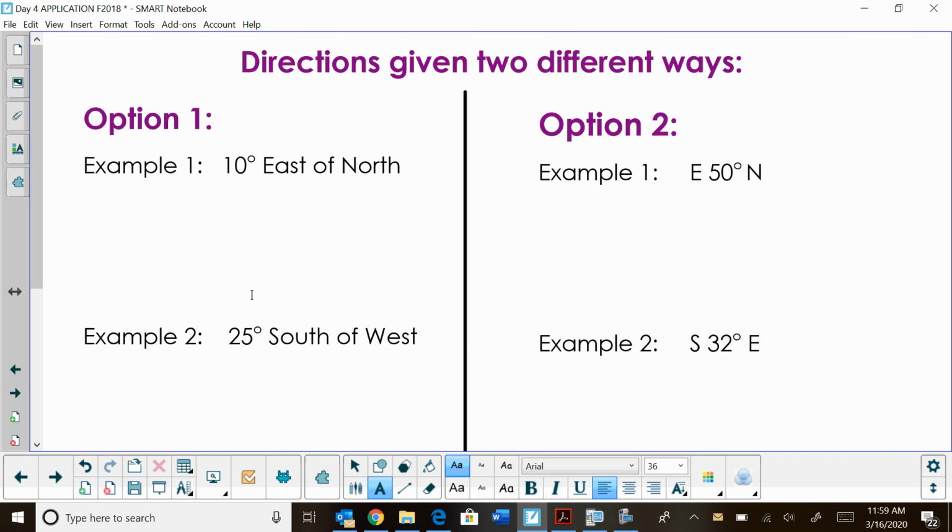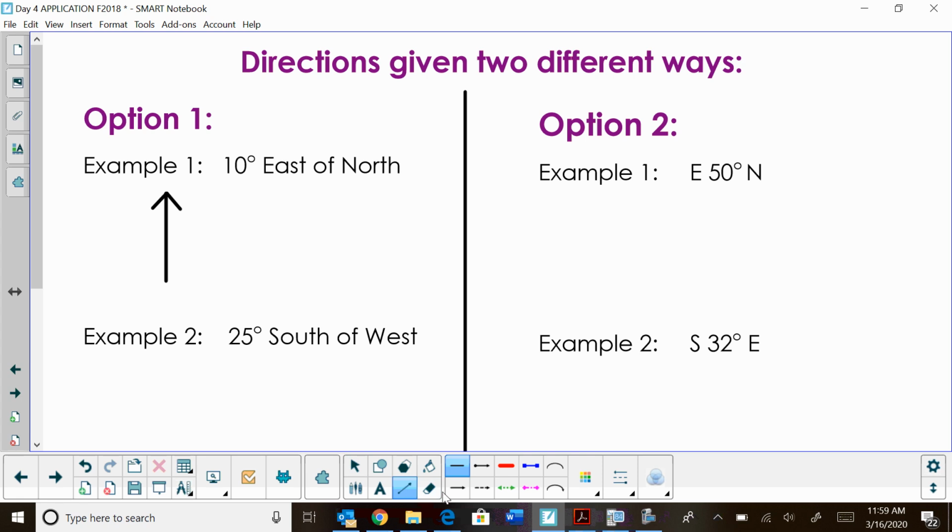Now let's talk about directions for a second. Directions are given in two different ways. So in that word problem, we saw the first option, 10 degrees east of north. So let's draw that. If you're going to draw 10 degrees east of north, you've got to think, well, north is my main direction. And if I'm going 10 degrees east of that, I'm going to go to the east 10 degrees. So there's where my angle would be. That's how I would draw my angle from a north, east, south, west direction.